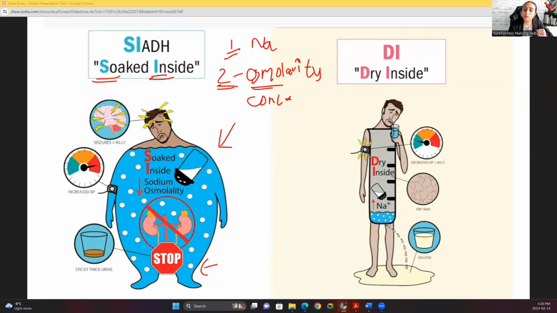Now, dry inside. Why is he dry inside? Because he is peeing all the water out. So what will be the concentration of urine? It is too diluted, too watery. Is it concentrated or less concentrated? Less concentrated. Specific gravity is very low, osmolarity is very low. Since he is dry inside: dehydration, dry skin, BP is low. All right, so those are the signs and symptoms.